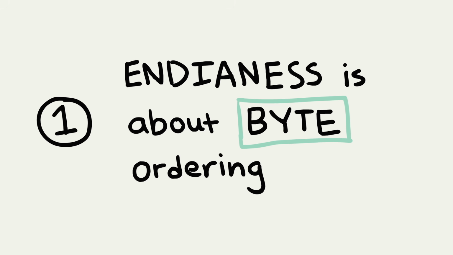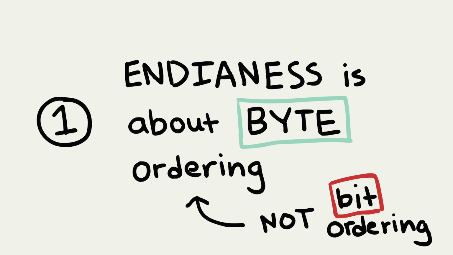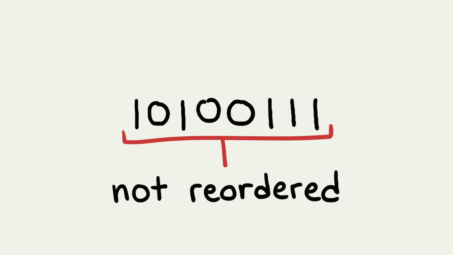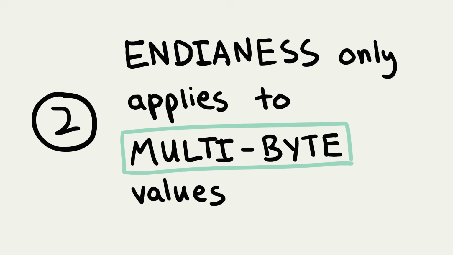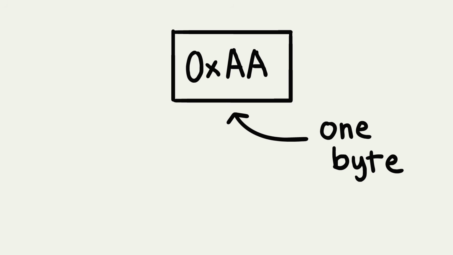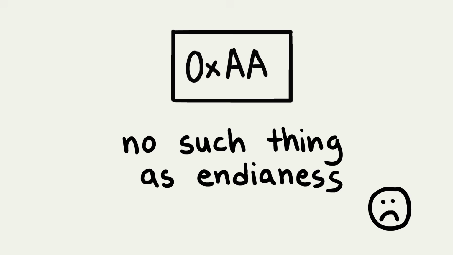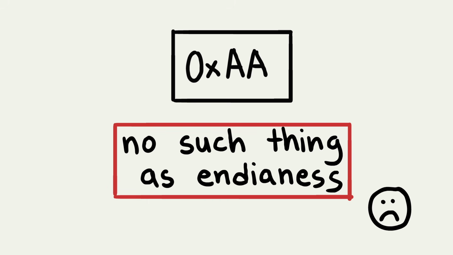First, endianness is about byte ordering and not bit ordering. The bits are not reordered. If you find yourself talking about bits and endianness, it probably means you're on the wrong track. Secondly, endianness only applies to multi-byte values, meaning that if we only have one byte, there's no such thing as endianness. This has some implications that might not be obvious.